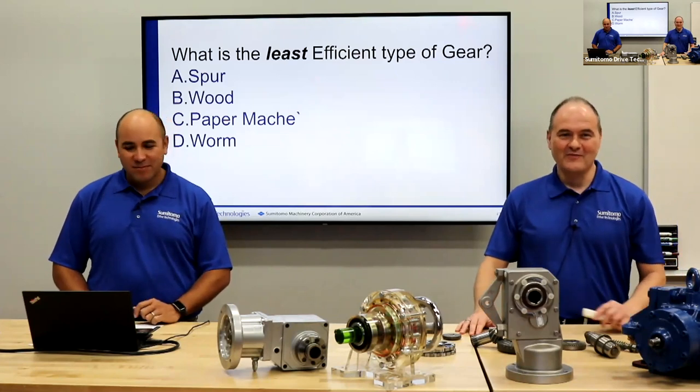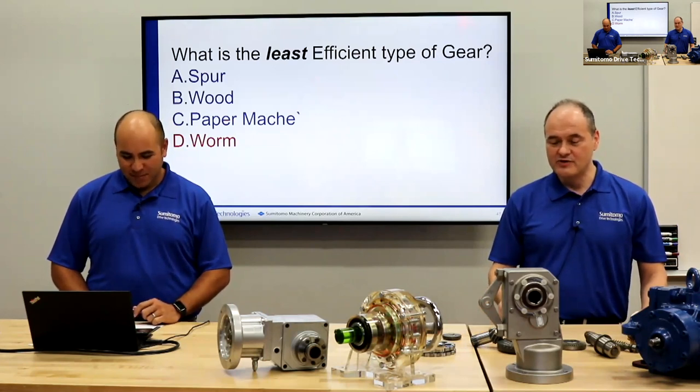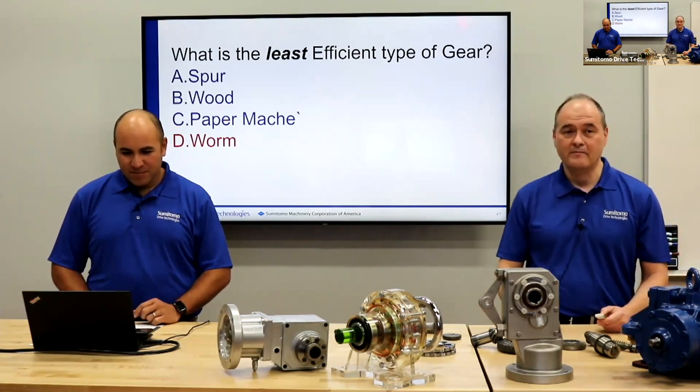worm it is. Worm gears can have efficiencies ranging from maybe 70-80% all the way down to about 40%. So they waste a lot of energy as heat.